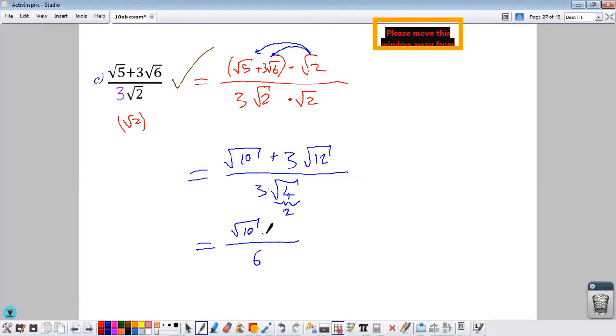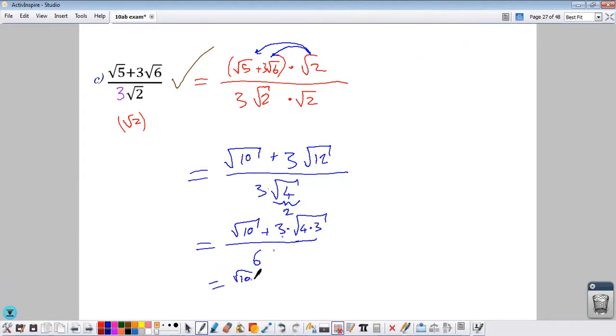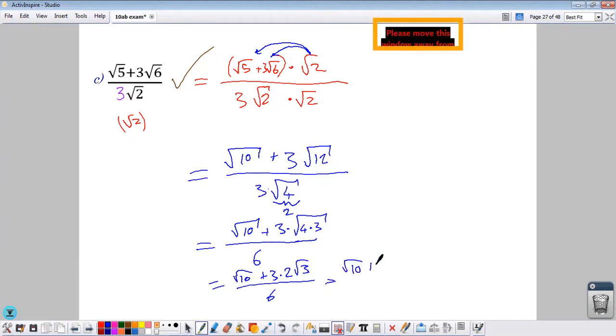Square root of 10, no more simplifying, but 12 can be written as 4 times 3. So this number 4 can go out as 2: square root of 10 plus 3 times 2, the 4 comes out, square root 3, over 6. It will be square root 10 plus 6 square root 3 over 6.